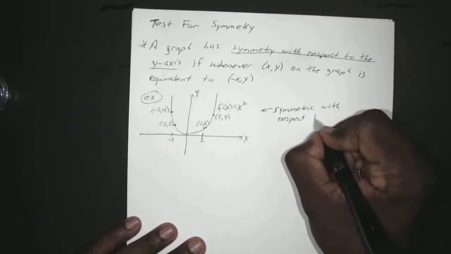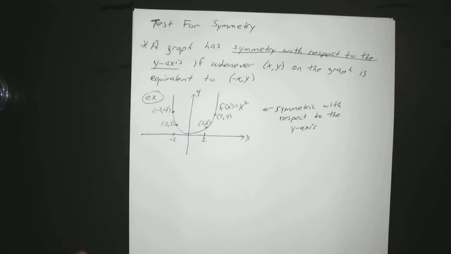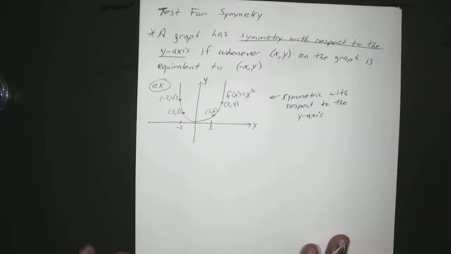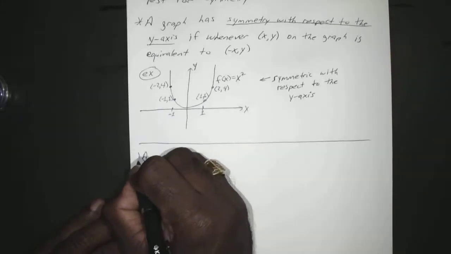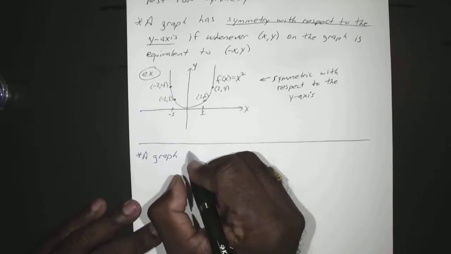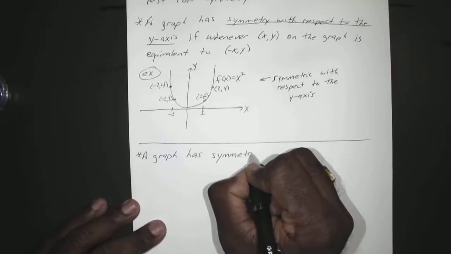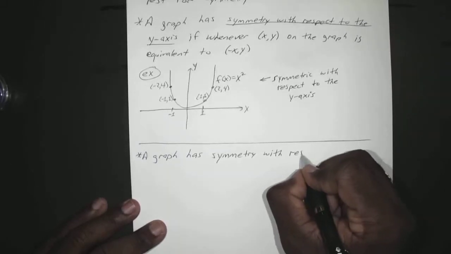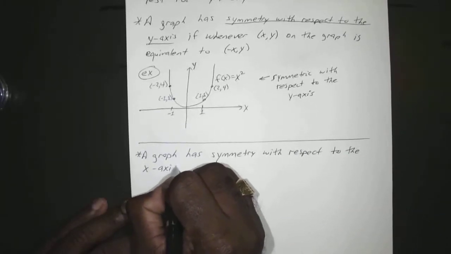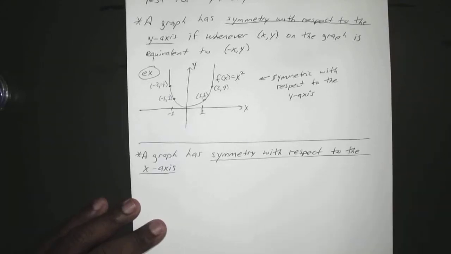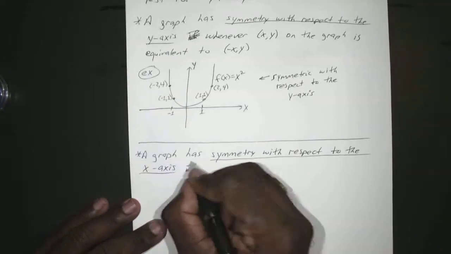With respect to the y-axis. Okay. Now if you have, let's say, a graph that has symmetry with respect to the x-axis, didn't even need that if. Don't know why I put that.